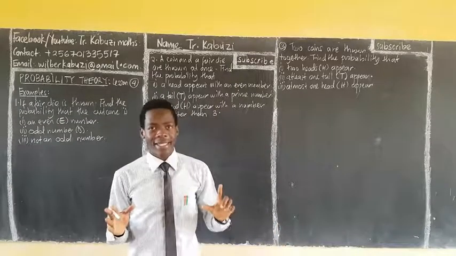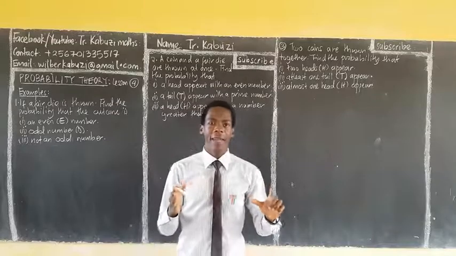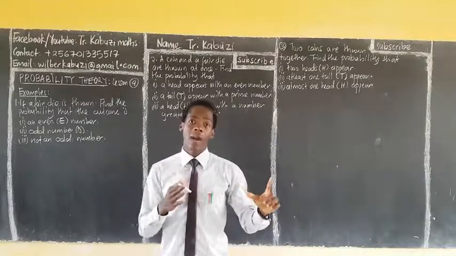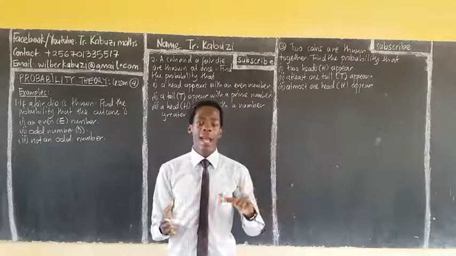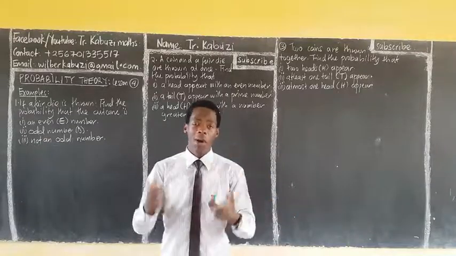Okay, so welcome members. Let us see now how we find probabilities if you have a coin and maybe a tetrahedron, a coin and a die, or when you have a coin and a coin.